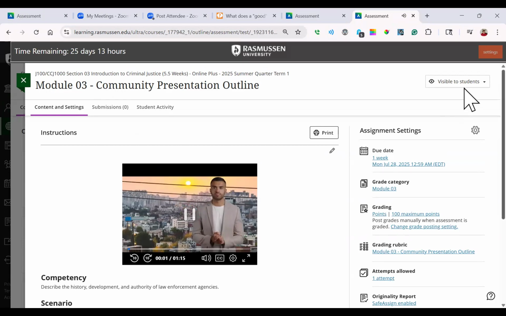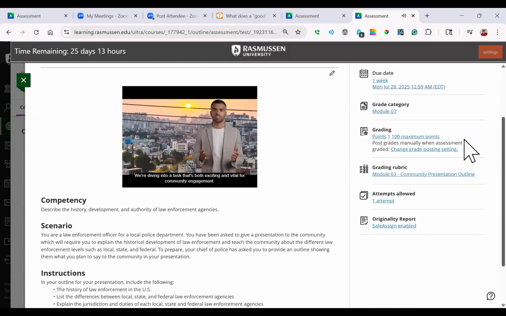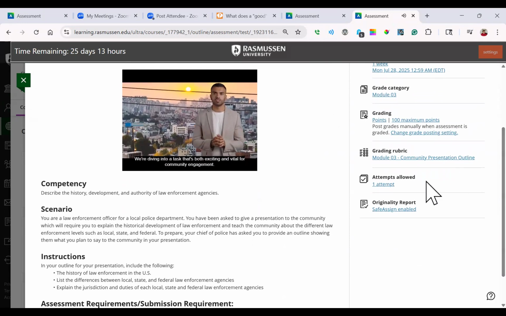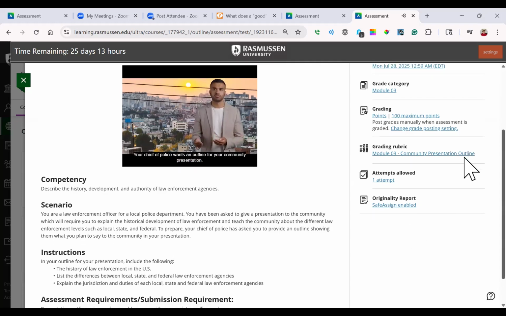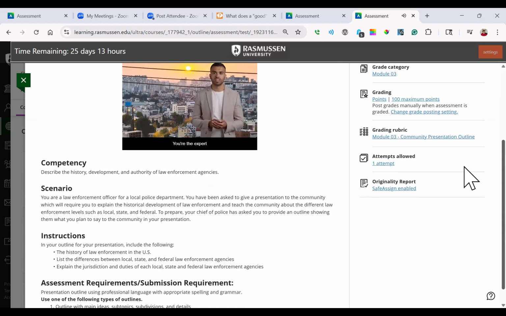Welcome back. Today we're diving into a task that's both exciting and vital for community engagement. As a law enforcement officer for your local police department, you've been asked to give a presentation to the community. Your mission? Explain the historical development of law enforcement and educate the community about the different law enforcement levels: local, state, and federal. Your chief of police wants an outline for your community presentation. You're the expert, and it's your chance to shine.